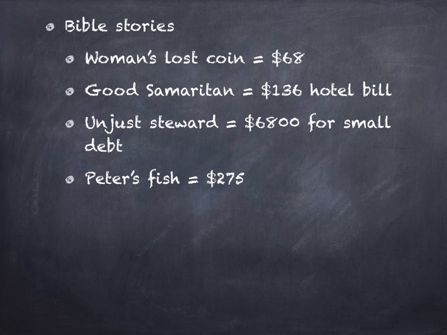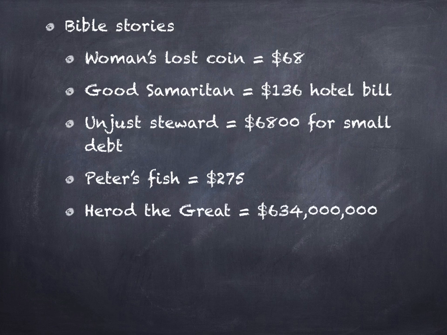Herod the Great, they gave us his yearly income in talents, if I'm remembering correctly, and it was about $634 million a year in modern terms. So Herod the Great was a multi-millionaire. That's a lot of money. Of course, he did a lot of stuff with his money, but nevertheless.